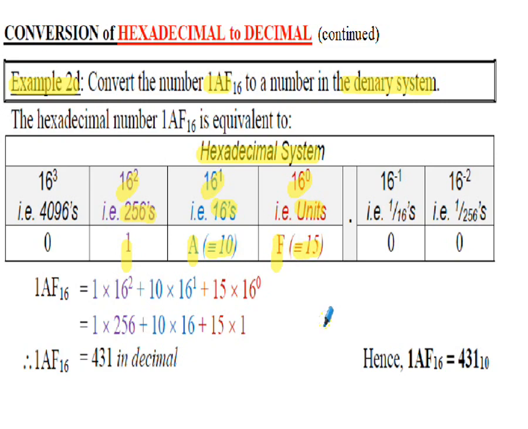So doing the evaluation, 1AF is equal to 1 times 16 squared, plus 10 for the A times 16 to the 1, plus 15 for the F times 16 to the 0. That gives us 1 times 256, plus 10 times 16, plus 15 times 1. So 1AF in hexadecimal is equivalent to 431 in decimal. The answer is given here in the bases.